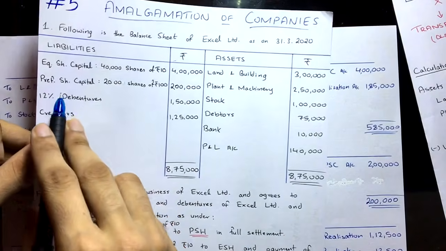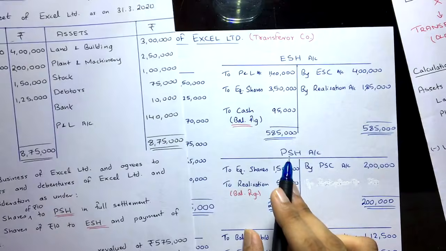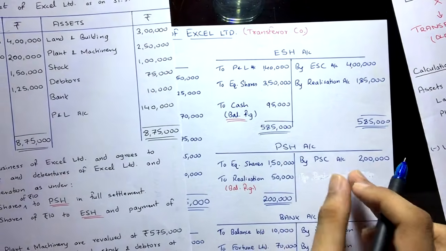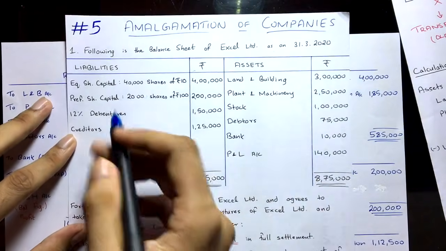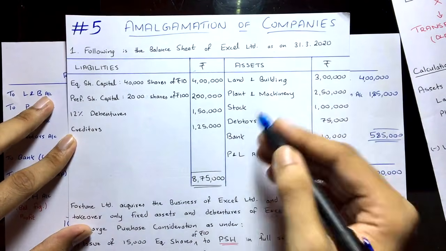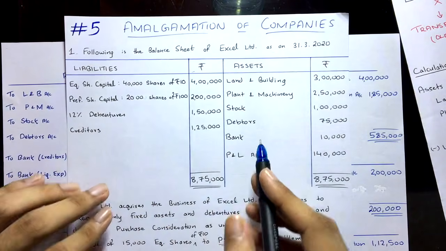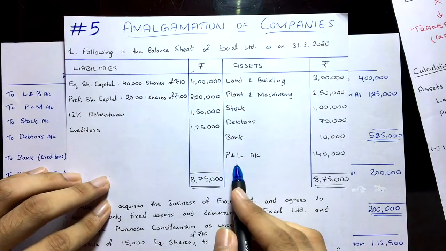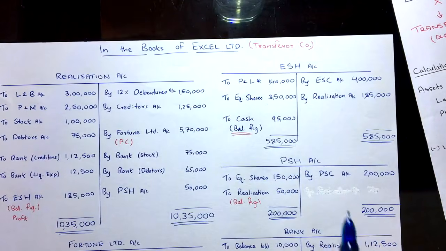And then preference share capital, whose is this? Preference shareholders. Throw them in the preference shareholders account on the opposite side. By preference share capital account 2 lakh. Simple. Balance sheet खाली हुई क्या? Balance sheet खाली नहीं हुई. We have thrown the assets in the realization account, liabilities in the realization account, and then bank is still left. The capitals were left, but the capital we have thrown just now, so capitals are gone. So now what are you going to do?